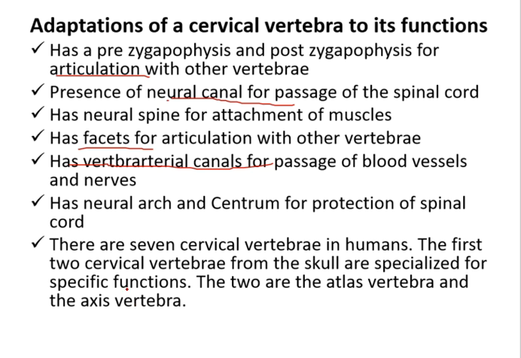Then basically in human beings we have 7 cervical vertebrae. The first 2 from the skull are specialized for specific functions. The first one, we call it atlas vertebrae, and the second one we call it axis vertebrae. And in this case, the atlas vertebrae, we said it articulates with the occipital condyles of the skull, to form a pivot joint which allows nodding of the head.